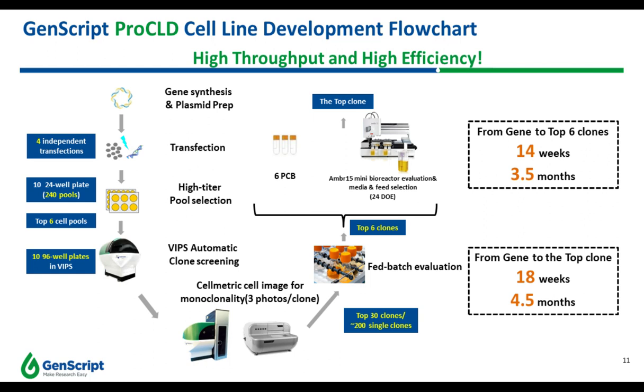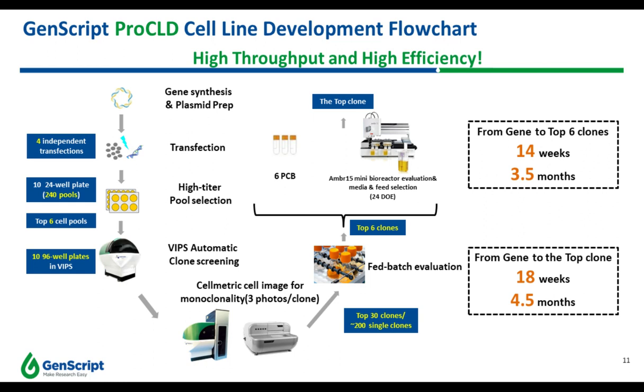Here I'm going to talk a bit about GenScript ProCLD cell line development. It's high throughput and high efficiency. Starting from the gene synthesis of your DNA expression vectors, you do 3 to 5 rounds of independent transfections, and then you put them in 24-well plates to produce more than 200 pools. From those pools, you select the top 6 cell pools by screening the titer, and then they go into 96-well plates in this VIPS machine.